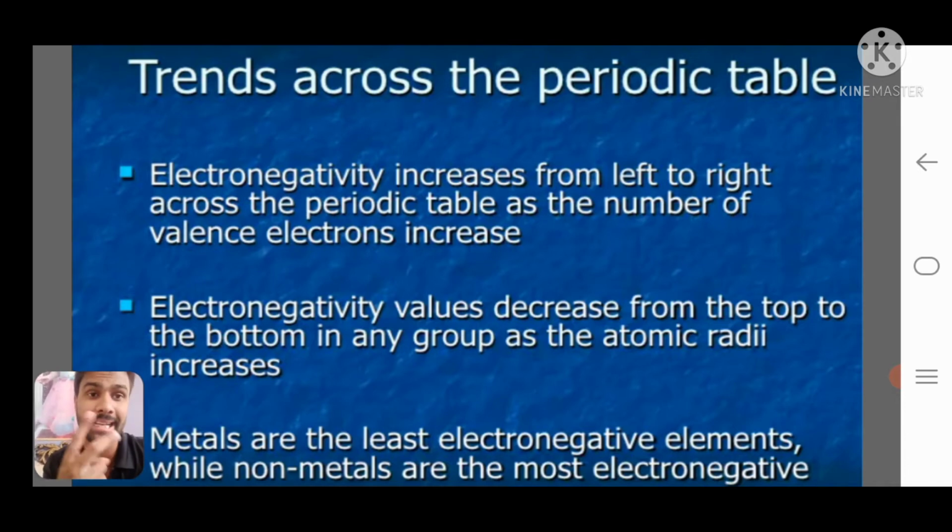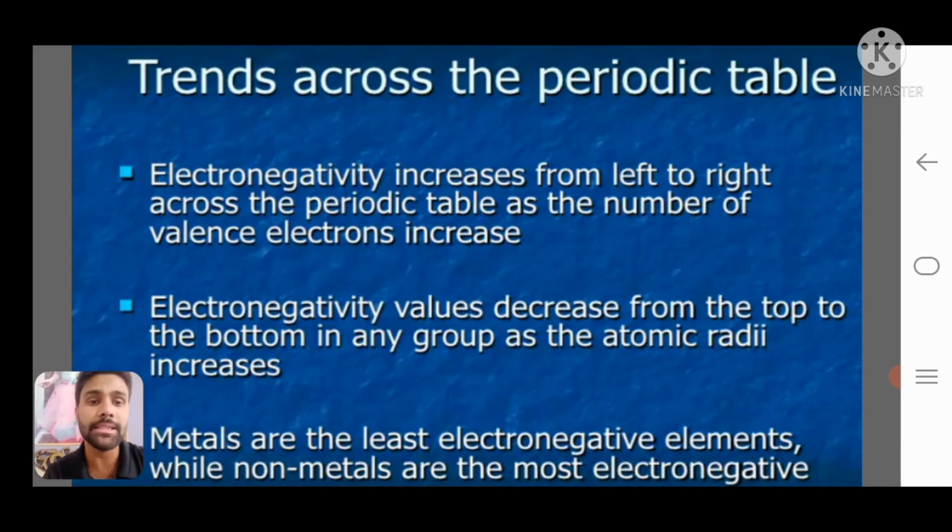First shell contains 2 electrons, second shell contains 8 electrons, and third shell contains 1 electron. This means that when we move from top to bottom, the number of shells increases. That's why the last valence electron is gradually farther away in a periodic table from top to bottom.